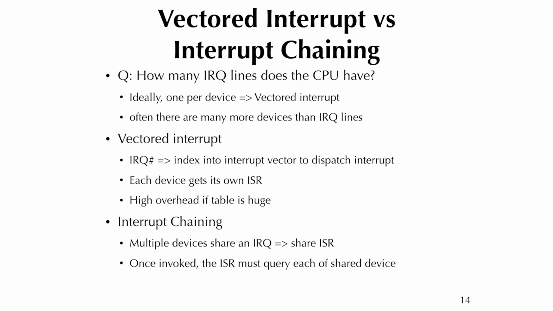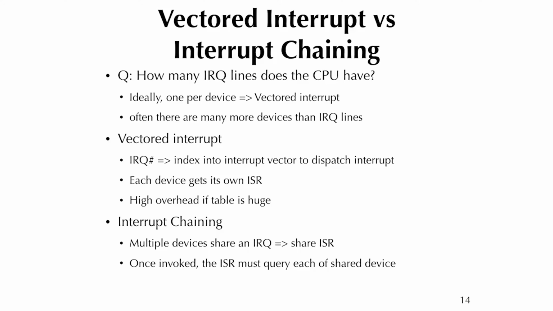Okay, vectored interrupt versus chaining, so that's what I was talking about. Ideally, yes, you would like one IRQ to be associated with every single device, but because the pins are a precious resource, many times these devices have to share an IRQ, to share the same line. The ideal case of one IRQ per device is called a vectored interrupt. And if you have multiple devices sharing, that's called interrupt chaining.